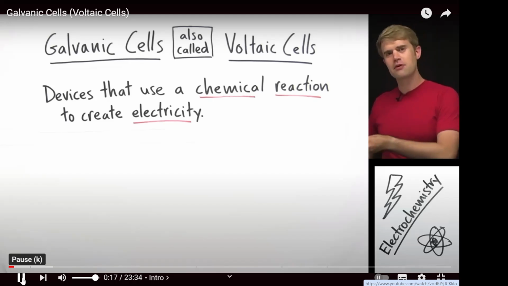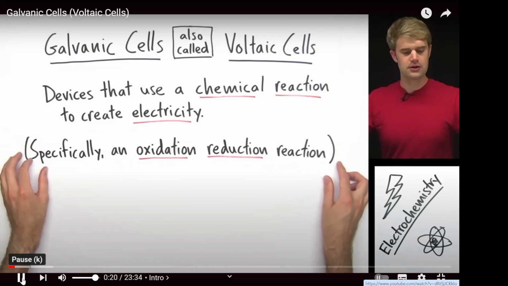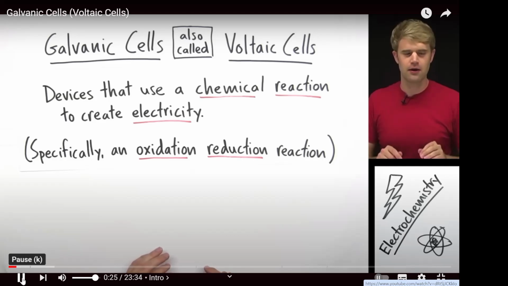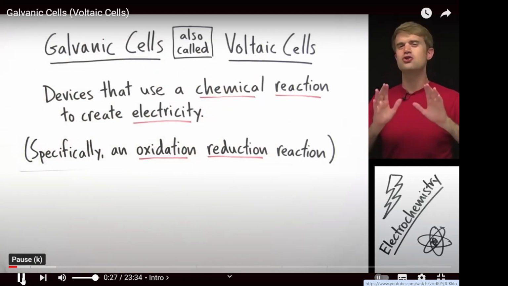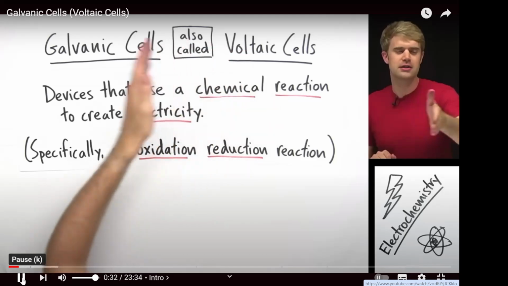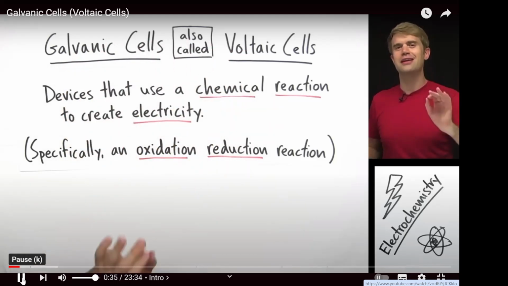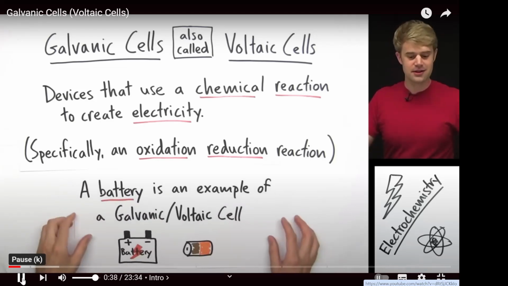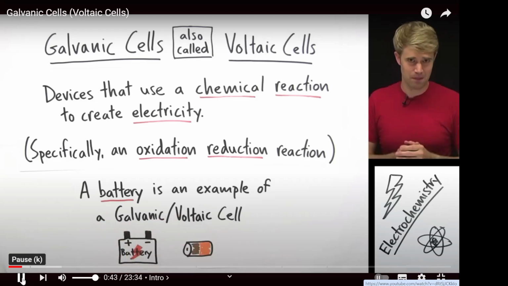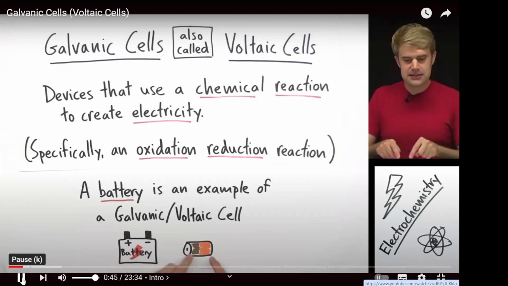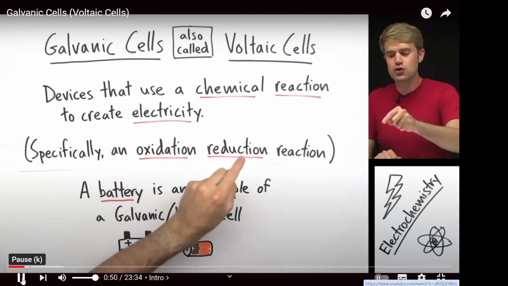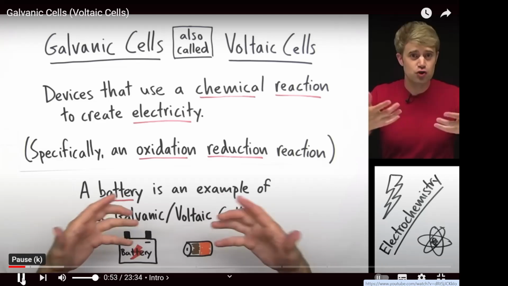Specifically, the type of chemical reaction that they use is called an oxidation-reduction reaction. But we'll talk more about that later. Now, galvanic or voltaic cells may be totally new terms for you, but I'm willing to bet that you use these devices almost every single day of your life. That's because a battery is an example of a galvanic or voltaic cell. There are chemicals inside batteries, and those chemicals react together in an oxidation-reduction reaction that makes electricity.